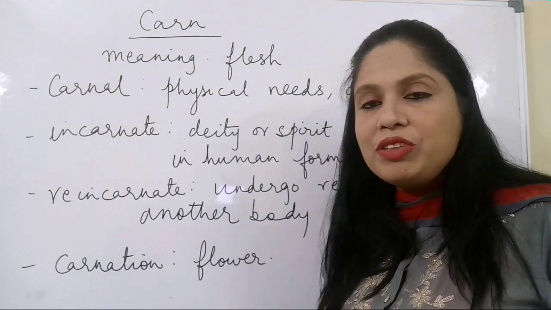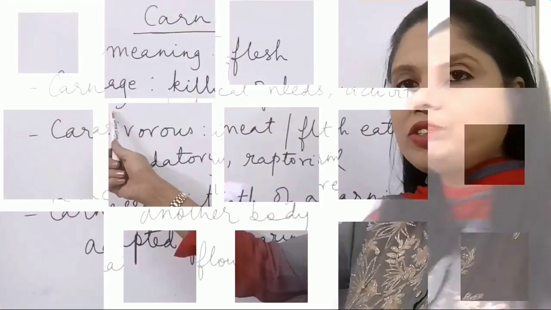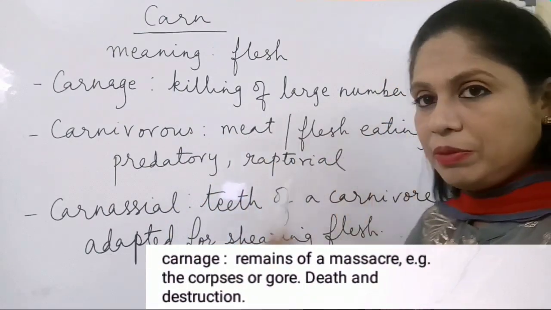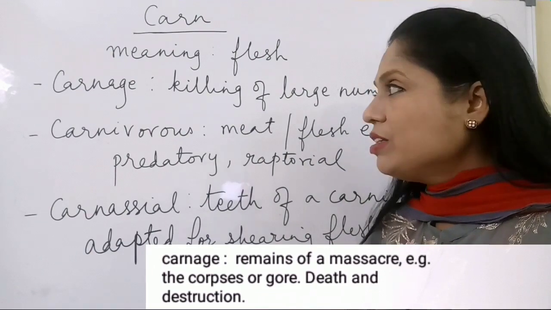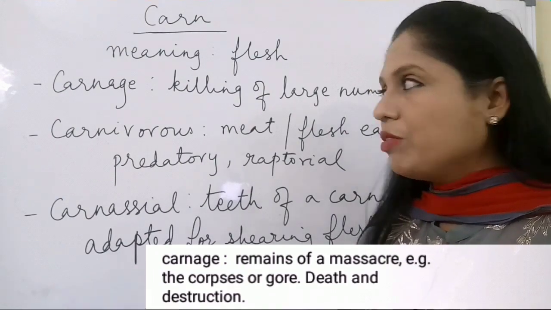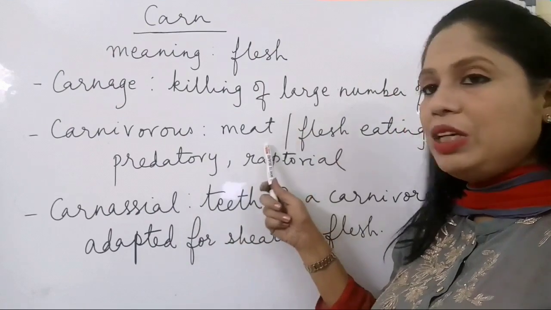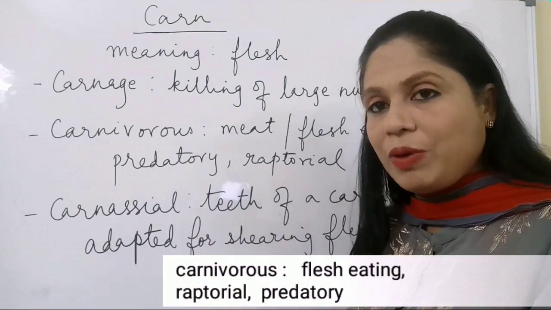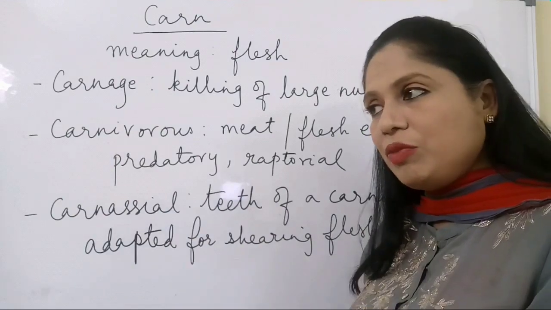The word carnation refers to a type of flower which has a lot of fleshy leaves and petals. Carnage is mass killing or killing off a large number of people. So many that all that one can see all around is a heap of dead bodies. So when you can see dead bodies all around, it is carnage. The word carnivorous refers to meat-eating or flesh-eating animals who feed on other animals. So raptorial and predatory are synonyms of the word carnivorous.